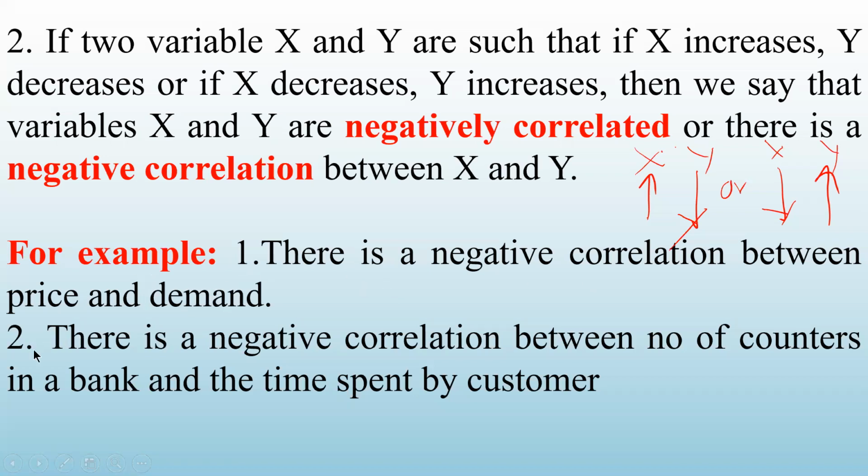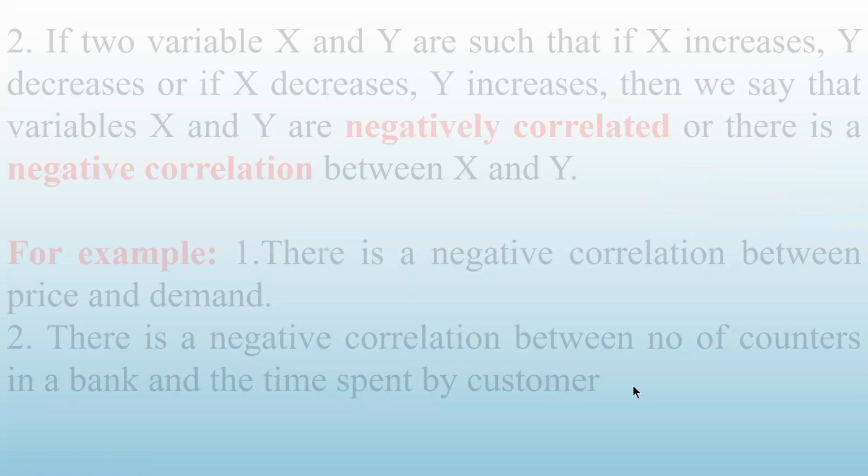One more example I had given you here. There is a negative correlation between the number of counters in a bank and the time spent by a customer. If the counters are more, then a customer has to spend less time in the bank. So there is again a negative correlation between the number of counters in a bank and the time spent by a customer.